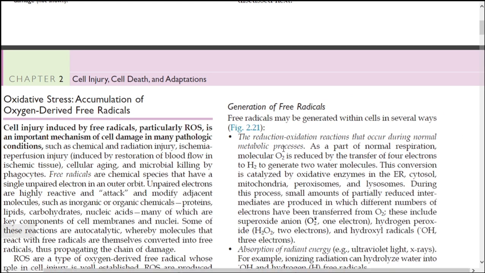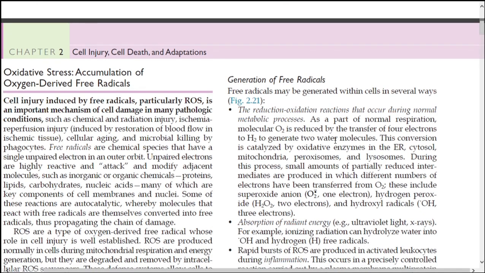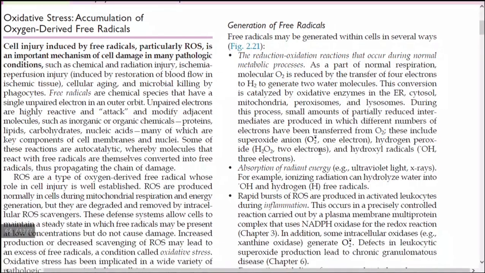First one is reduction oxidation, that is redox reactions, which will occur during normal metabolic processes. So molecular oxygen is reduced by the transfer of 4 electrons to hydrogen to generate 2 water molecules. So this conversion is catalyzed by oxidative enzymes in the endoplasmic reticulum, cytosol, mitochondria, peroxisomes and lysosomes.